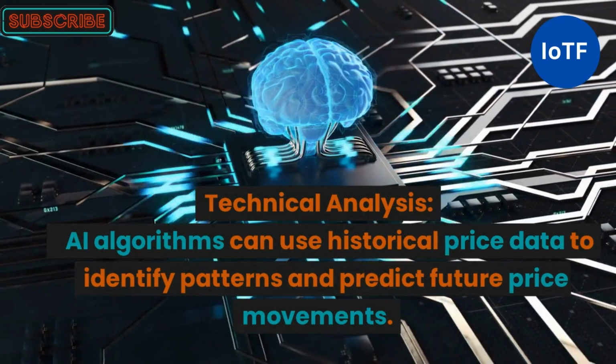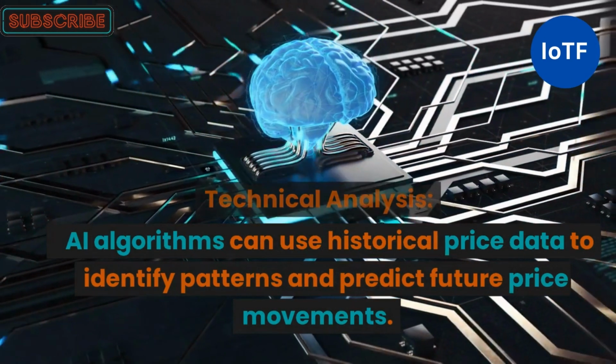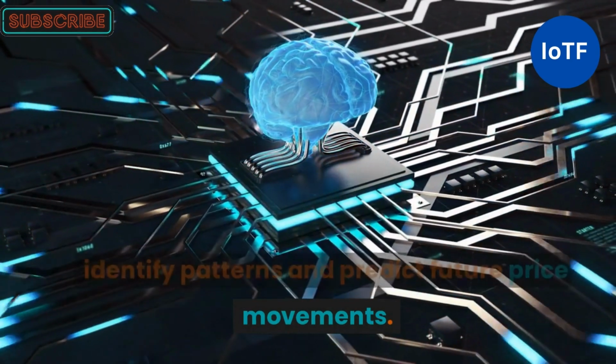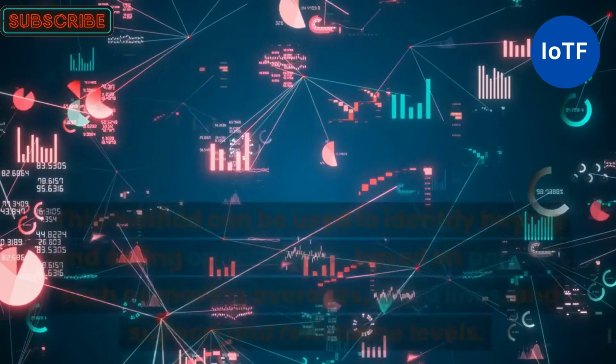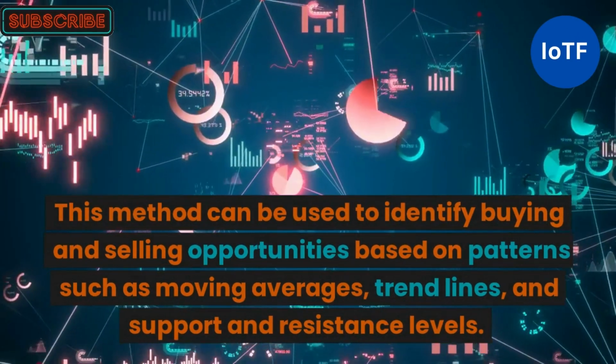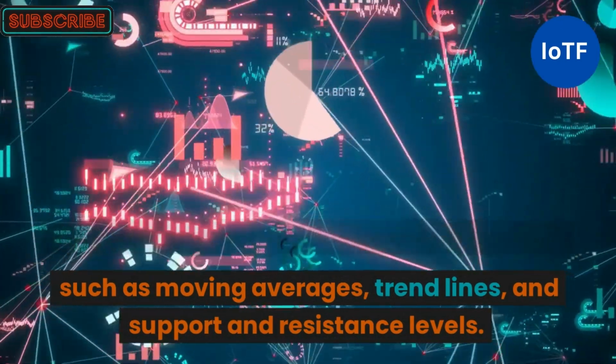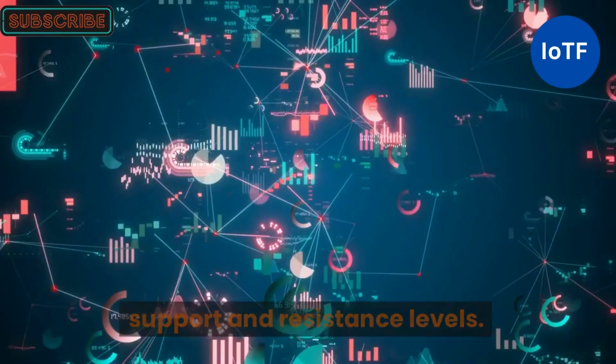Technical analysis. AI algorithms can use historical price data to identify patterns and predict future price movements. This method can be used to identify buying and selling opportunities based on patterns such as moving averages, trend lines, and support and resistance levels.